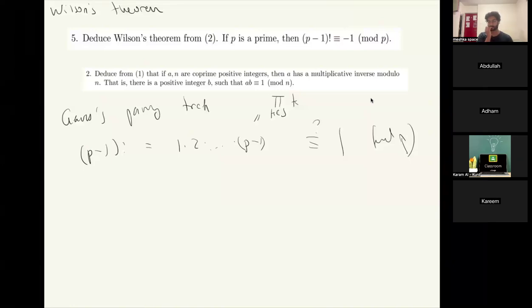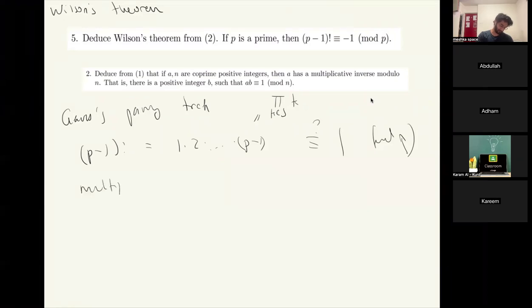Because primes are odd, except 2. Why does that matter? One of them is not going to be paired. No, but if primes are odd, then P minus 1 is even. So there's an even collection of numbers here, so it's okay. Because 1 is the multiplicative inverse of 1, no? Right, 1 times 1.